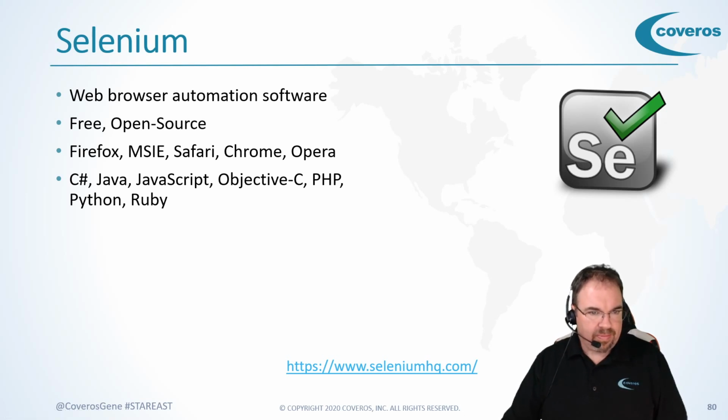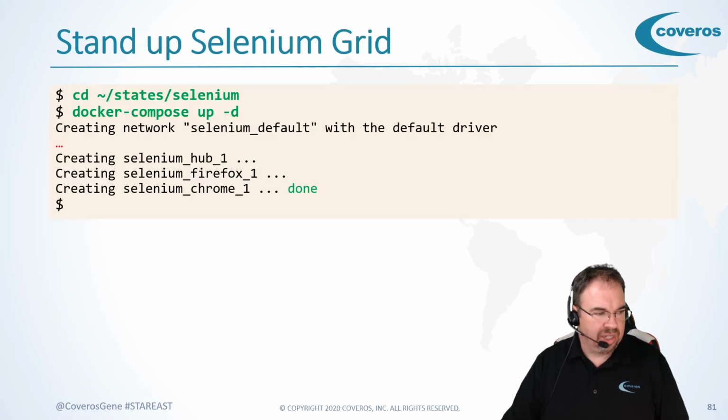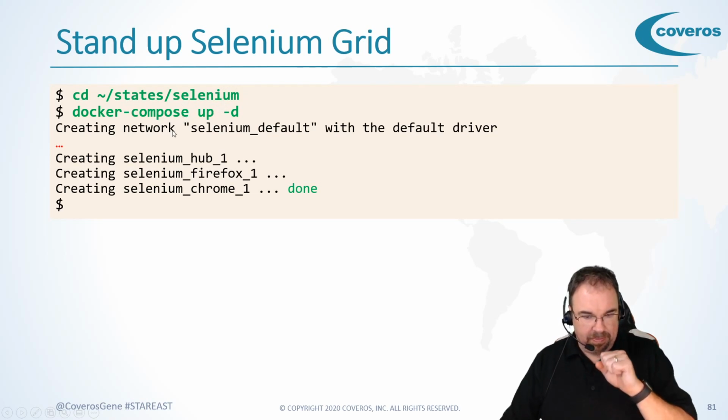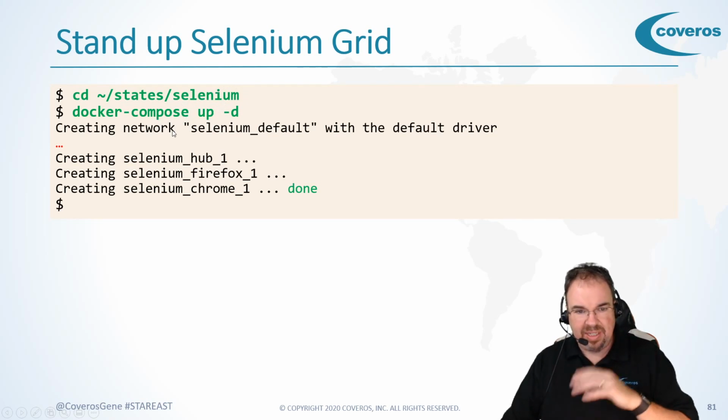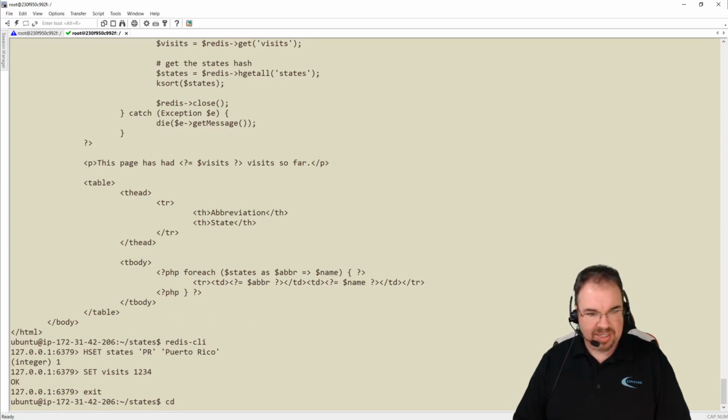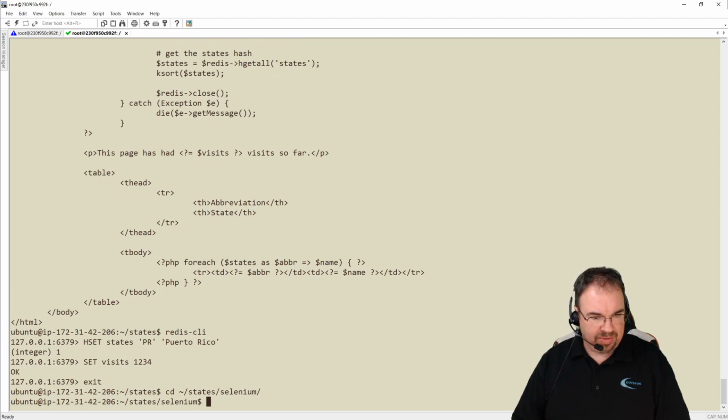So I'm going to go ahead and stand up a Selenium grid. I'm not just going to use Selenium on one box. I'm going to stand up a grid that has Firefox and Chrome as options for me. And I'm going to do it using that Docker Compose, the same Docker Compose command we used before, just in a different directory. So I'm going to switch to the states Selenium directory, which we've seen before.